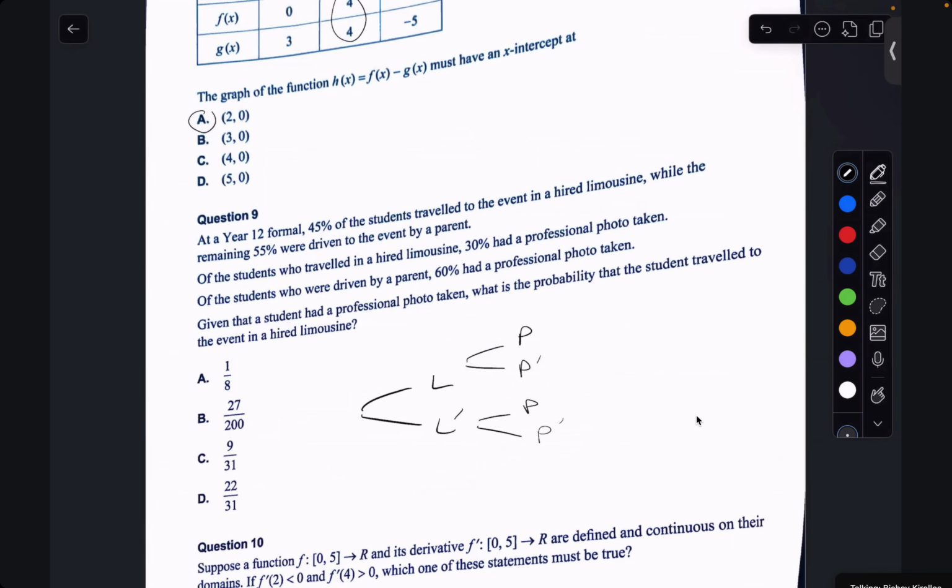Now, limousine, that was 45%, so 0.45. And then the ones that took a photo that hired the limousine is 0.3. And then 0.55 didn't take a limousine, and 60% had their photo taken. So what do we want? We want the probability given that they had a professional photo, so given P, the probability that they took a limousine. So that would be limousine and photo, which is 0.45 times 0.3 over just P, which would be this plus this.